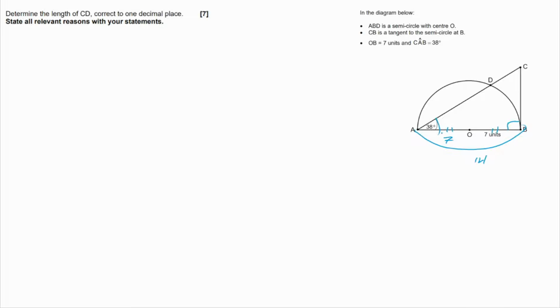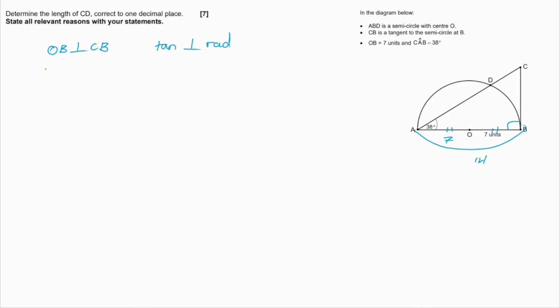Okay, because here I have my adjacent and here's my hypotenuse, so I'm going to do cos. You'll see that in a second. But first we have to say some reasons over here. So we're going to say that OB is perpendicular to CB, and the reason there is tangent is perpendicular to radius. Okay, so we need to say that for this being 90.